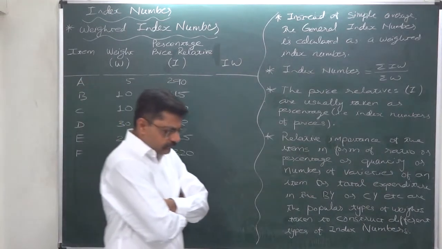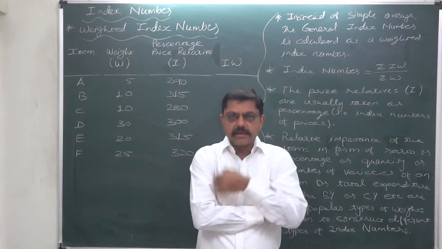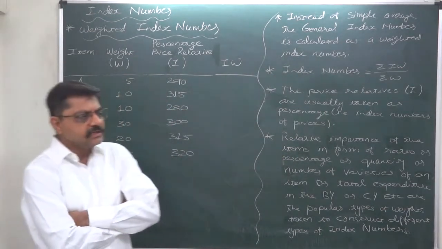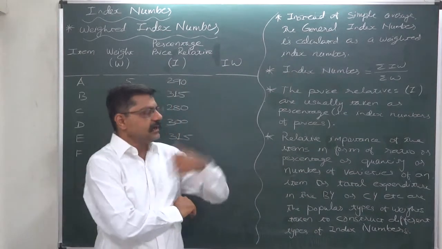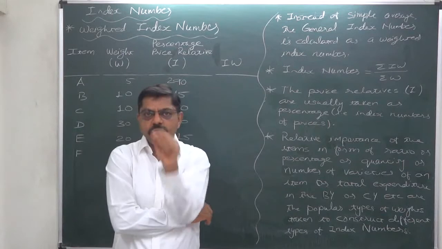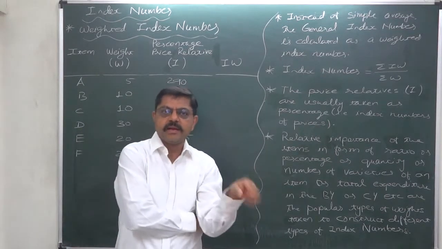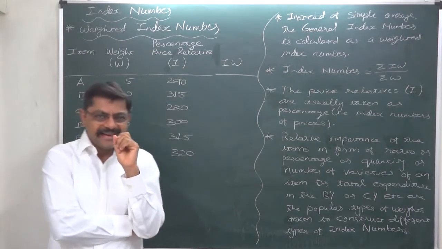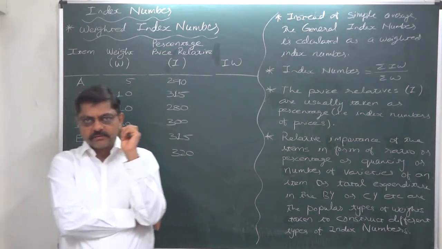Now you must have observed that we just calculated the general index number as a simple average. Summation of all price relatives divided by number of items into 100. Okay, that was simple average. Technically, what is simple average?